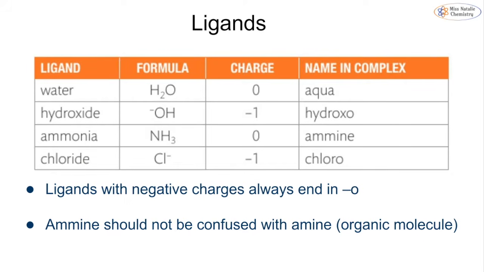Please don't get this confused with amine, which is an organic molecule. Notice that we have the double M here, so I'm going to pronounce this as ammine, just so that you can clearly see the difference here. And then we have the last ligand, which is chloride, Cl-, of course, being a 1- charge, and that is chloro. And if you notice, our negative ligands always end in O, so that tells us something about the charge.